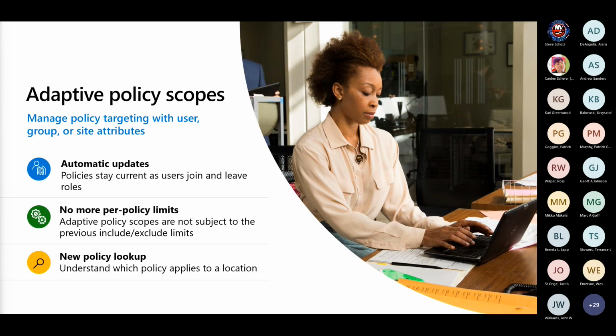And while we understand the dynamic nature of adaptive scopes can add some complexity and administrative overhead when troubleshooting policy administration, a new policy lookup tool is also going to be available with adaptive scopes, which allows you to identify which policies, both retention policies and retention label policies, apply to a user, site, or group at any given time based on the attributes or properties the scope applies.